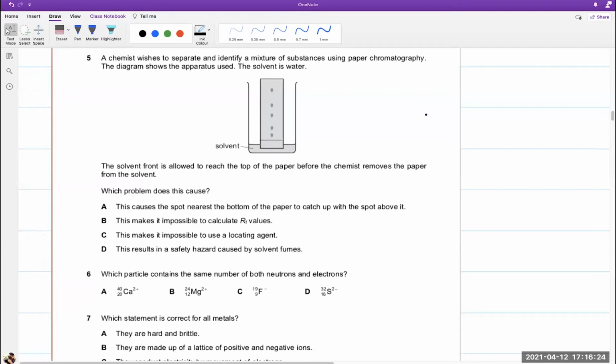अच्छा उसने पूरा ही उसको जाने दिया है. ये कैसा scientist है? Because the problem would be कि once it has reached the top, then there's no way for us to know कि उसने कितना जाना था और हमारी RF values क्या हैं. Like we can't calculate them.